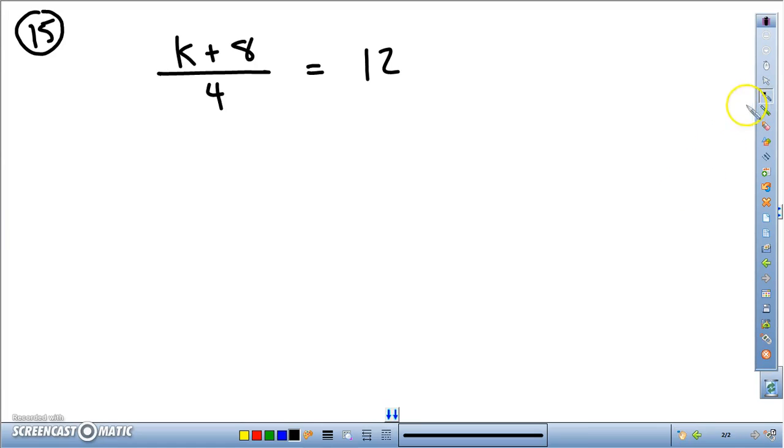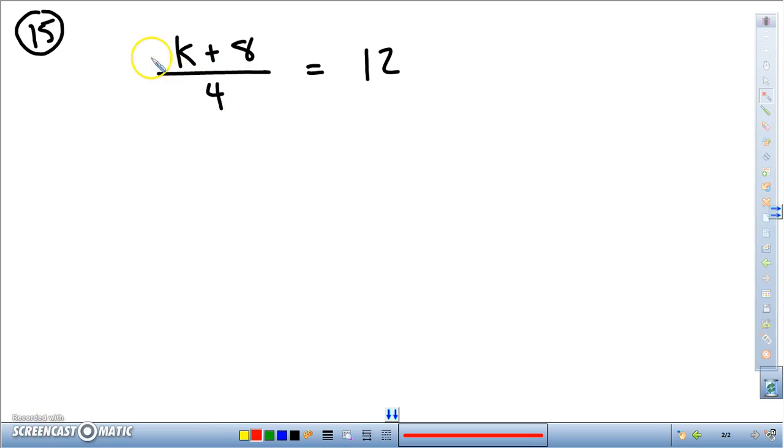This is somewhat of a special situation where you have your variable located within a fraction. Most of the time we would be undoing addition or subtraction first before we undo division. But I want to get my variable out of this fraction. I want it to be not contained within a fraction. So I need to get rid of the division.